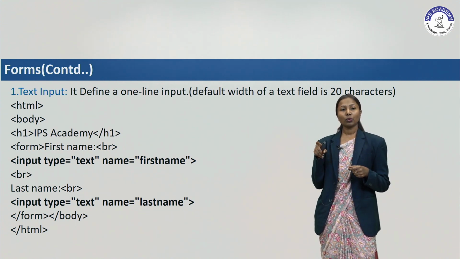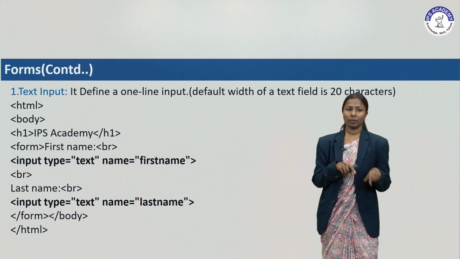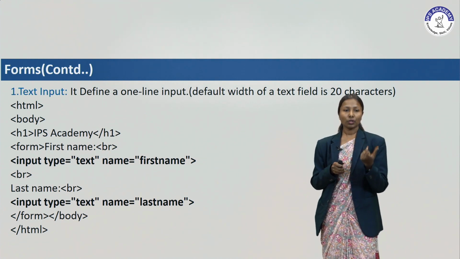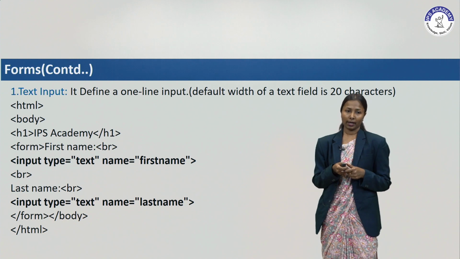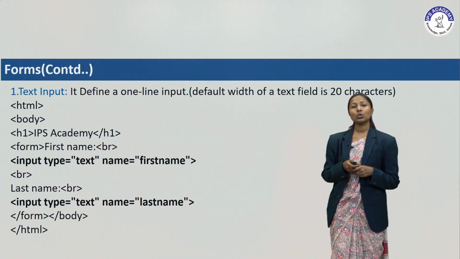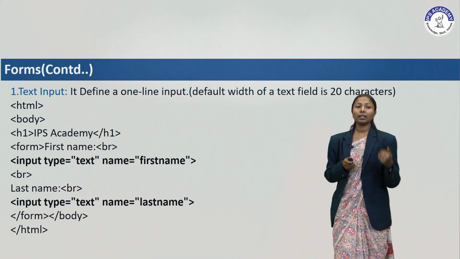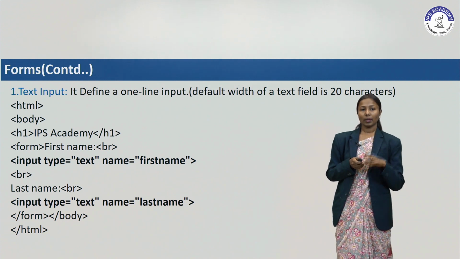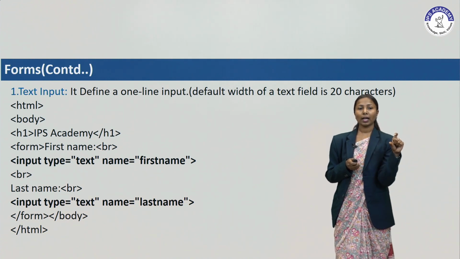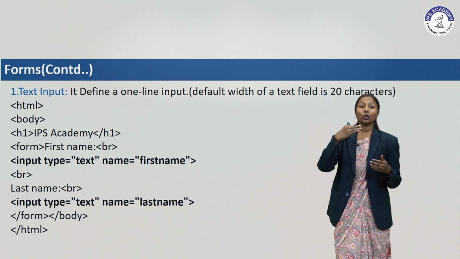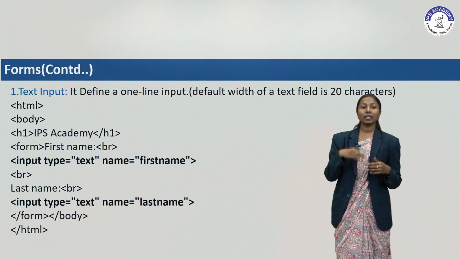And inside that input field the user has to type their first name, right? So for that I am writing here first name. After that I am using the br tag. The br tag is used to break the line. So first name will appear in the first line. After that I am using the br tag, which means your input box will appear in the next line.